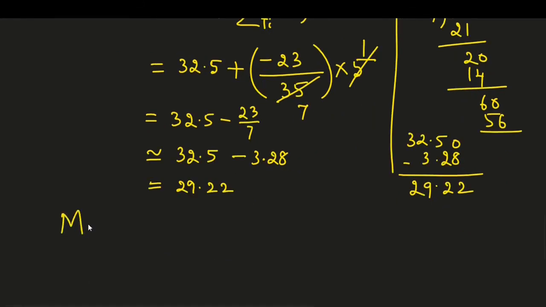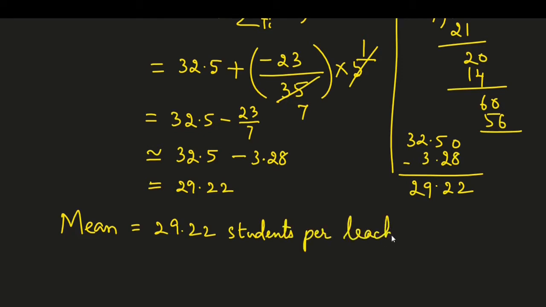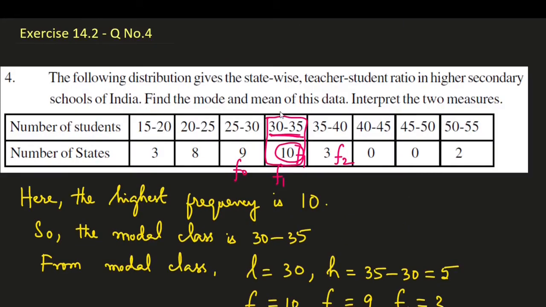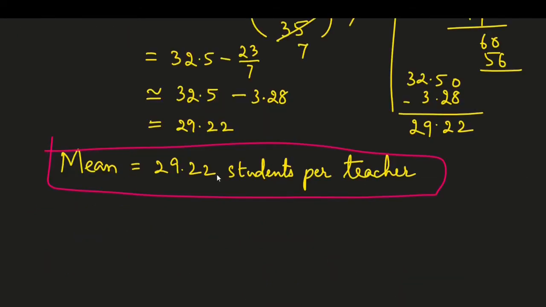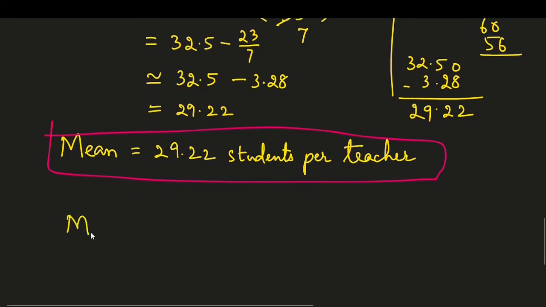So here mean is equal to 29.22 students per teacher. Here it is given, find the mode and mean of this data, interpret the two measures. Here we obtained mean as 29.22 students per teacher.